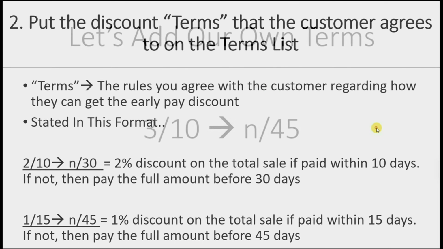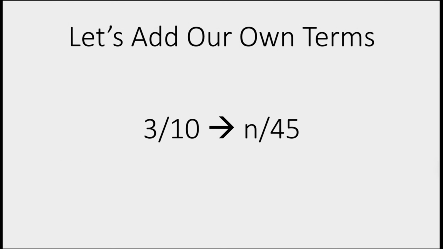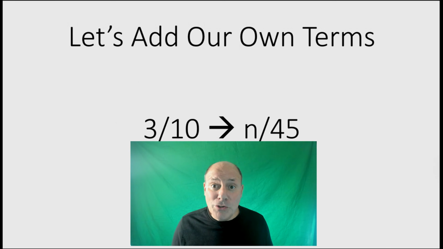So now let's add our own terms to the list of terms within QuickBooks Online. We will choose 3/10 net 45, which means if the client gets the discount, they will get a 3% discount on the entire invoice, but only if they pay the entire amount within 10 days of the sale. And if they don't take the discount, the entire amount is due in 45 days. Let's take a look at how to add it to the list of terms in QuickBooks Online.